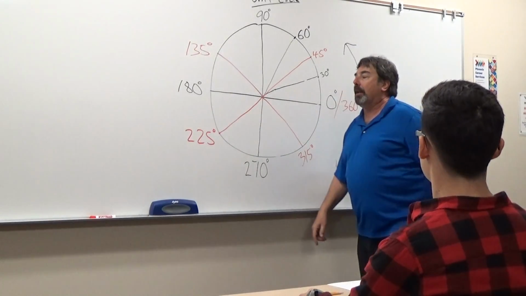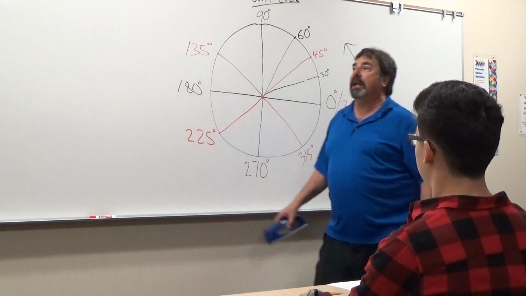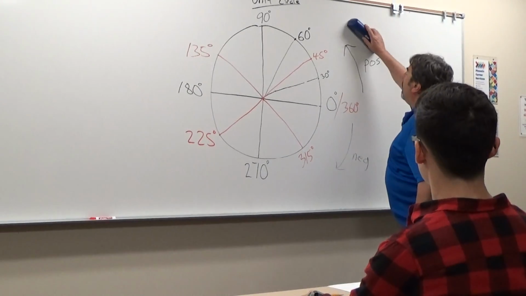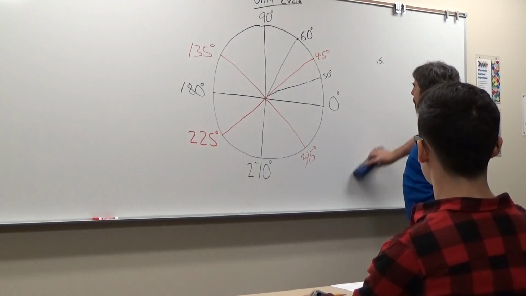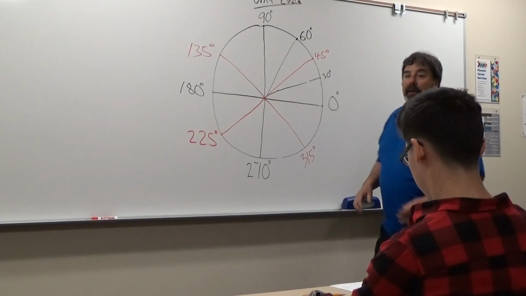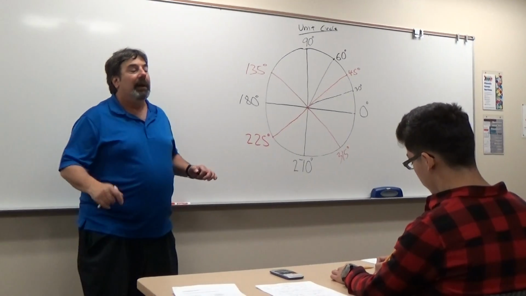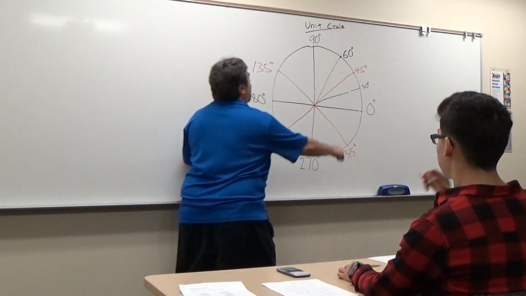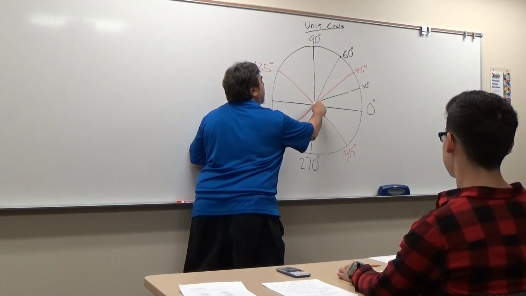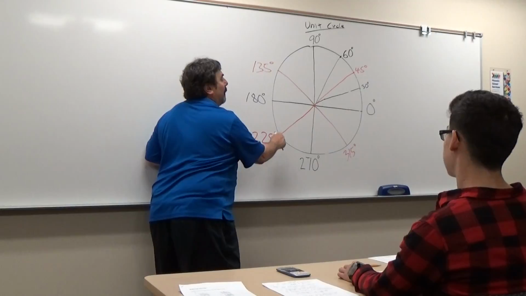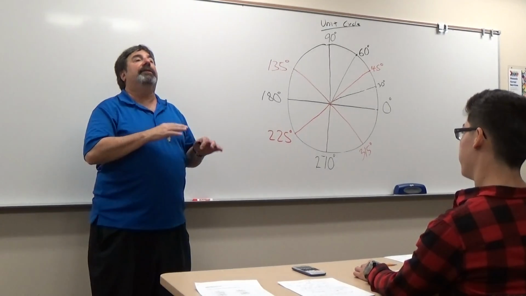But we have another unit that we use to measure angles on the unit circle, and those units are called radians. Not to be confused with the word radius, which for a unit circle is 1 unit, the distance from the center to the outside of the circle. The radius is 1. This is not the same thing.